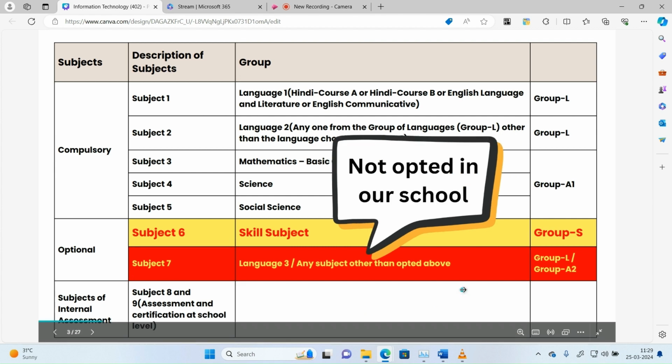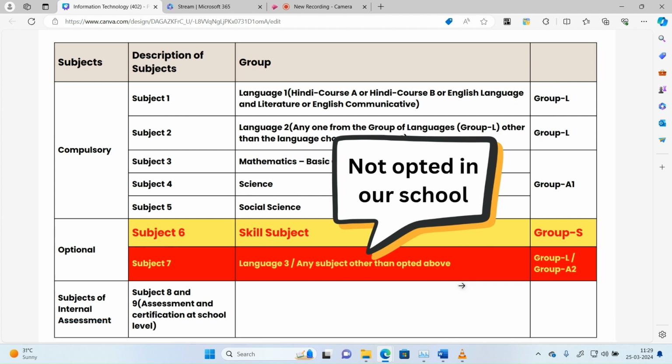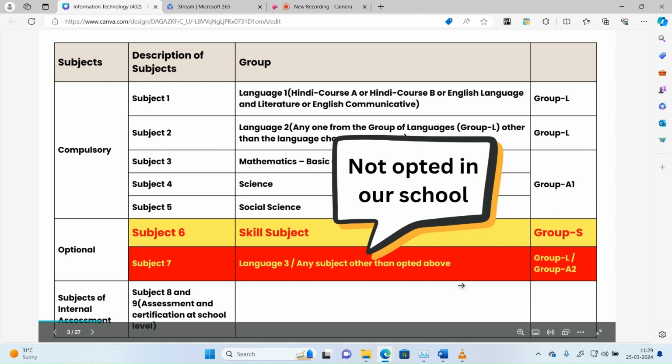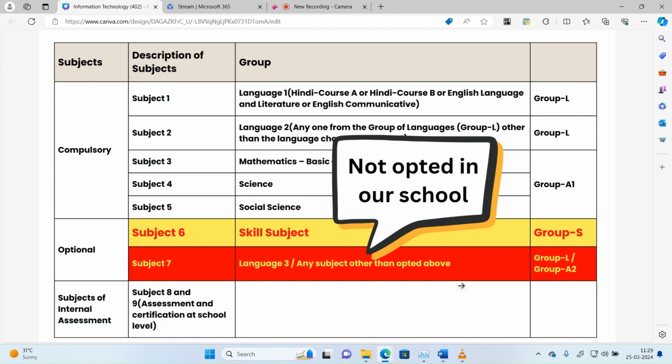It's actually language 3, but we have not opted for this language 3. Now, you never know, there might be some changes made this year, as part of which you might have a subject 7, but so far as of now there is no such information, so kindly don't get yourself worked up or worried just because of this reason. Right now, we don't have any subject 7 in our school, but subject 7 will be a language subject other than your English and Hindi which you have chosen.